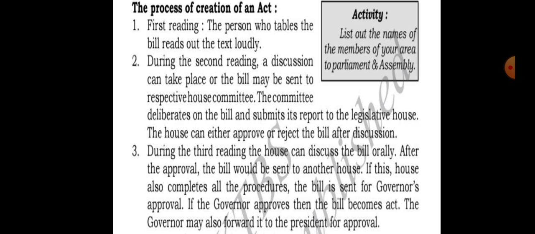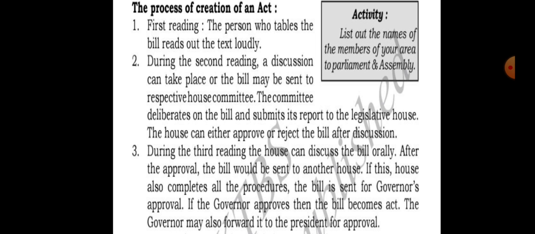How is the law made? Before it is made, it is called a bill. So, when any house presents the bill, what happens? How do they actually present the bill? Firstly, the first reading takes place. The person who tables the bill reads out the text loudly. That is, they will write in black and white whatever law they want to implement, before it is called a bill. That bill is going to be presented in the house. They will read out the matter loudly so that everyone can hear.